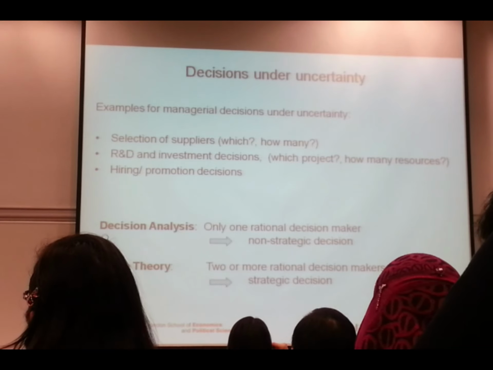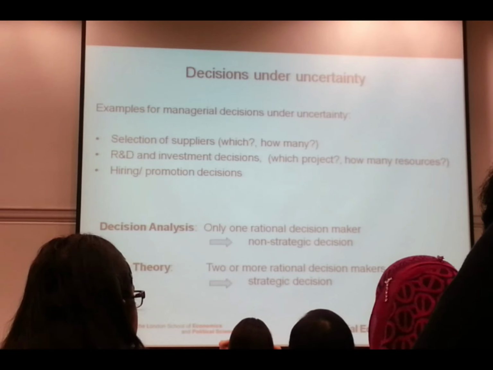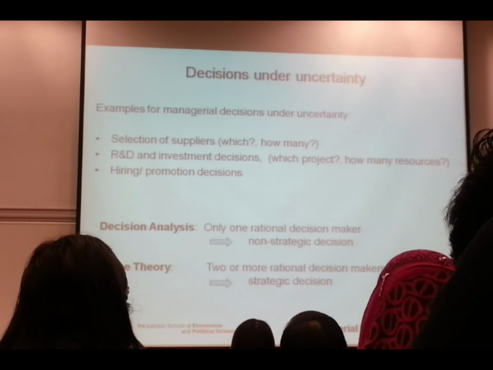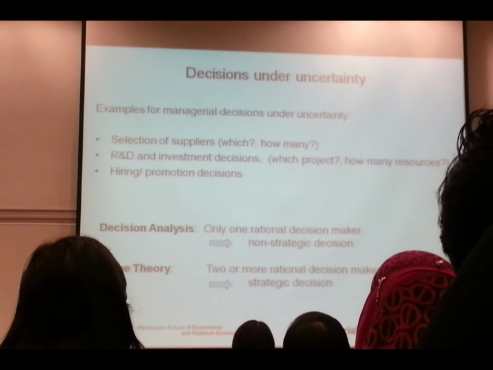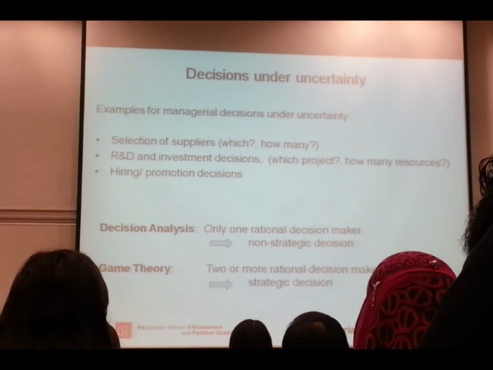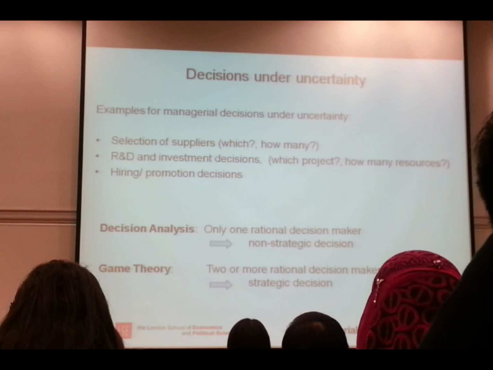When we have two or more rational decision makers that also take into account that other players will play in a rational way, and other players will affect my payoffs, we're looking at game theory. So it then becomes a strategic decision, right? So my decision is now dependent on my guess on what you're going to do, and vice versa.